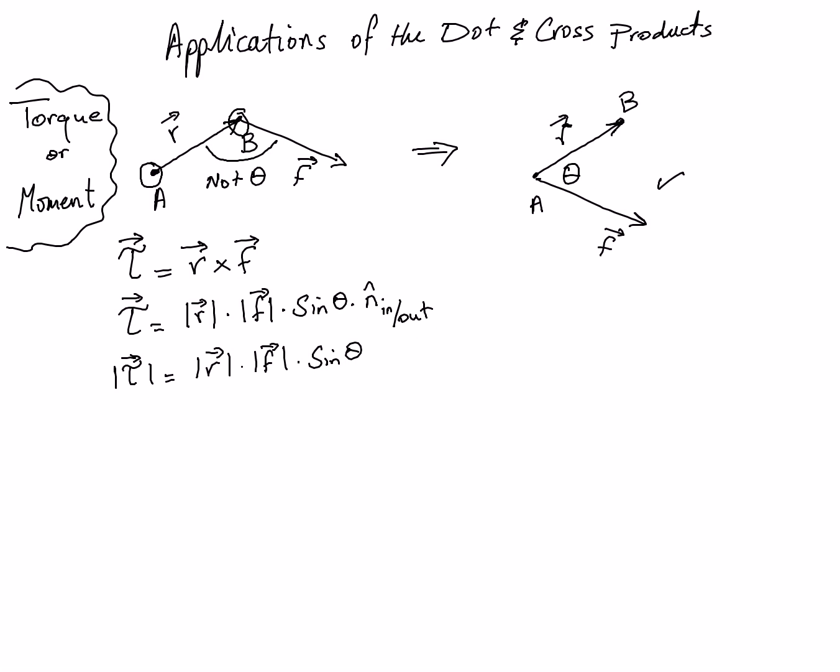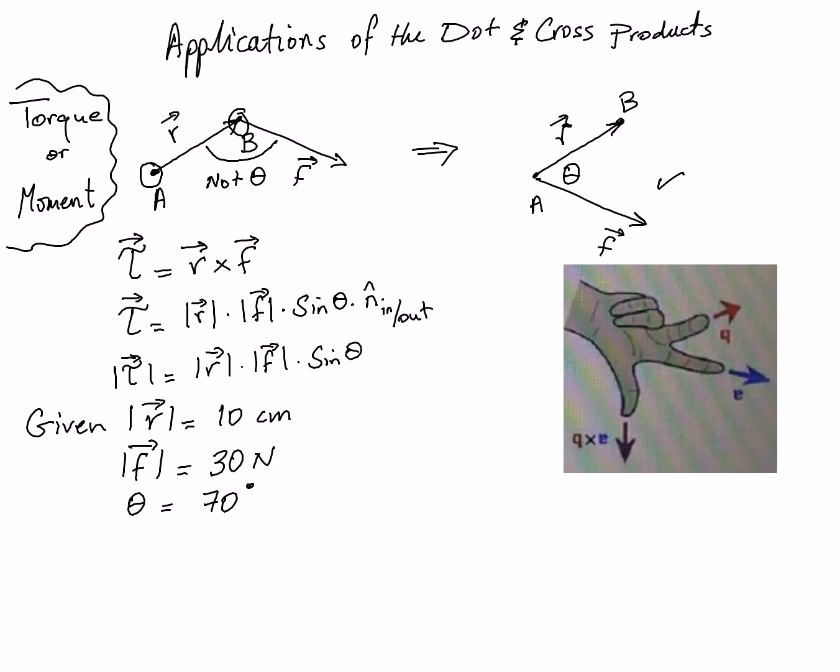In this case, theta is represented as the angle between r and F. Given in this exercise that the magnitude of r is 10 centimeters, the magnitude of F is 30 newtons, and the angle theta between the two vectors is 70 degrees. Using the proper approach to the right-hand rule, the index will follow the first vector, which is r. The middle finger will follow the F vector, and as a result, the thumb will flex downwards, showing the direction of the unit vector n.